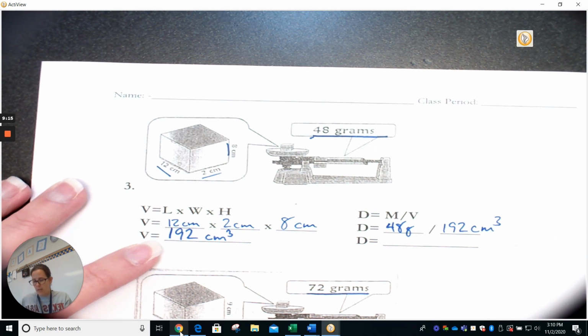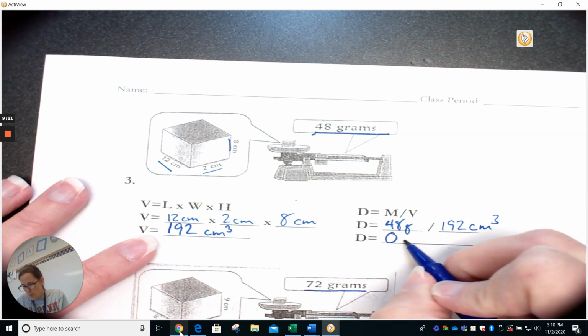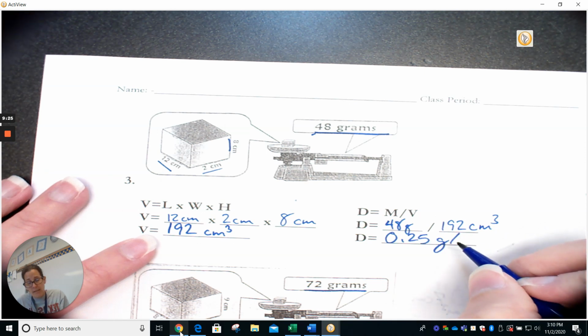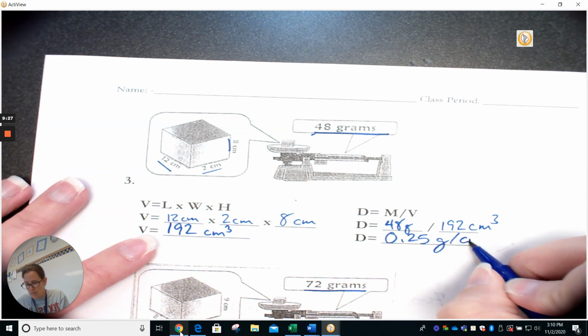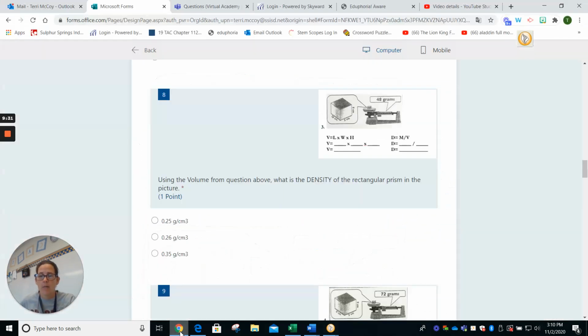Okay, so we plug that in our calculator. We've got 48 divided by 192, and that's going to equal 0.25 grams, because we're moving our units down, per centimeter cubed. So there's another one finished. Let's come back over to our form. 0.25 is our answer for that one.